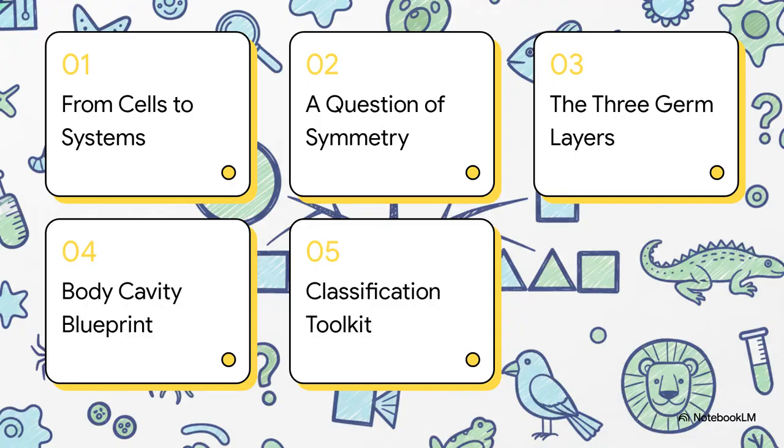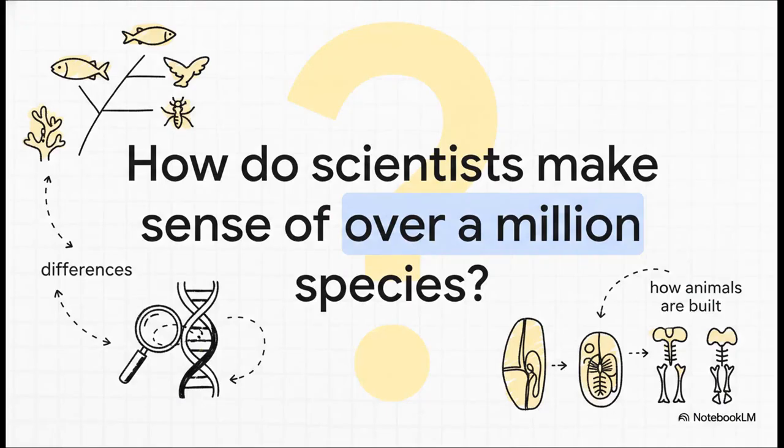So here's our plan. We're going to build that very blueprint, step by step. We'll start with the most basic building blocks of life, then move on to body plans and embryonic layers. After that, we'll peek inside at their internal design, and finally, we'll put it all together into a complete classification toolkit.